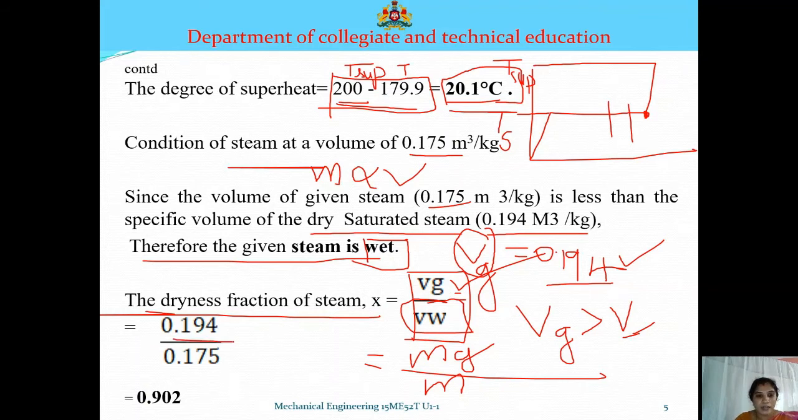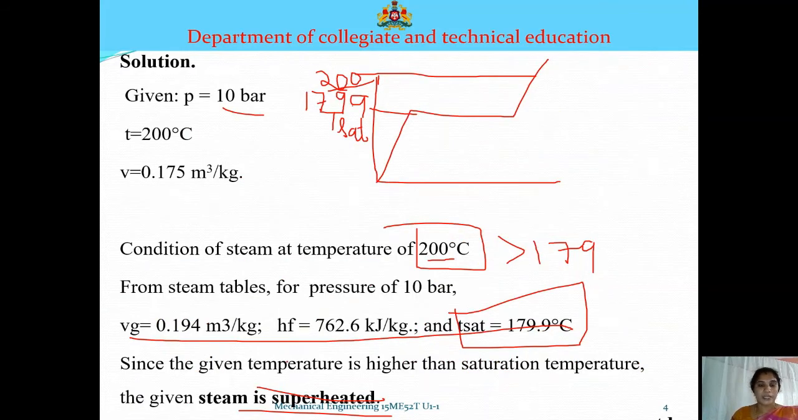I'll substitute the values in this and I'll get the answer as 0.902. So the given condition of the steam is 0.9. It is somewhere here at the end of the latent heat of evaporation region. So how dry is it? It is 90% dry. Only 10% of the steam is wet. This is the condition of the steam. So in this problem, we were asked to solve for two conditions: when the pressure is 10 bar and the temperature was 200 degrees Celsius.